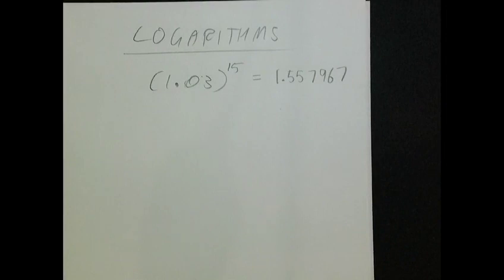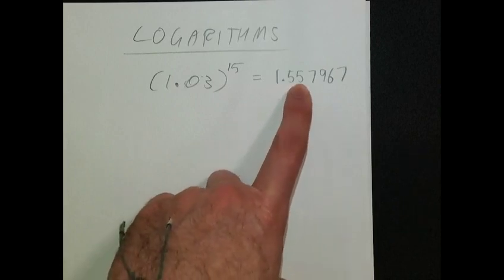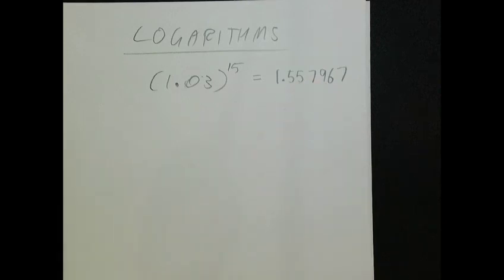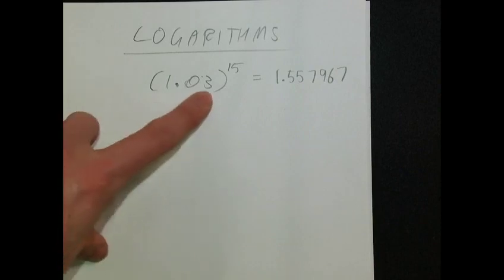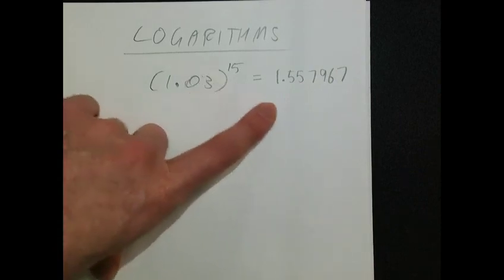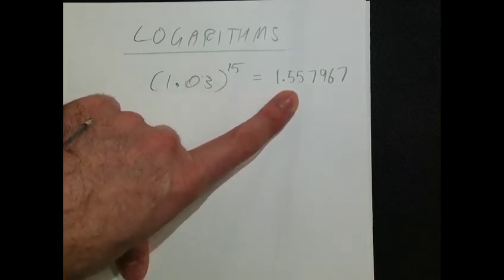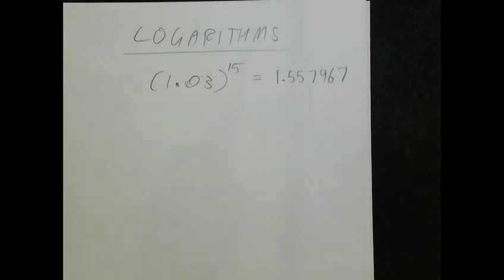So that's basically saying if you had 3% per annum, compounded once a year, then you'd end up at the end of 15 years having roughly 55.796% extra on top of what you had to begin with, because this is 155%. Okay, so that's what that's saying. 103%, 15 years in a row. It adds up to an extra, on top of what you begin with, 156-ish%.